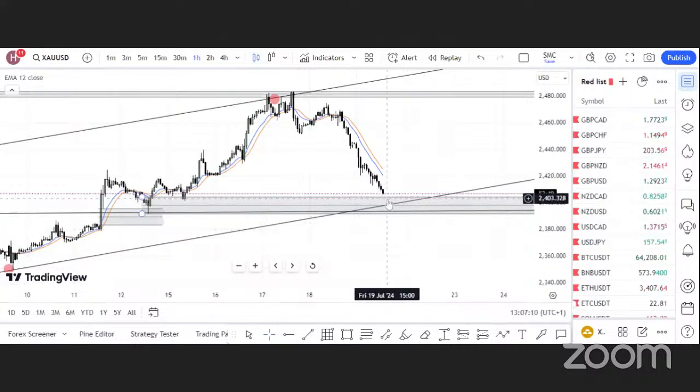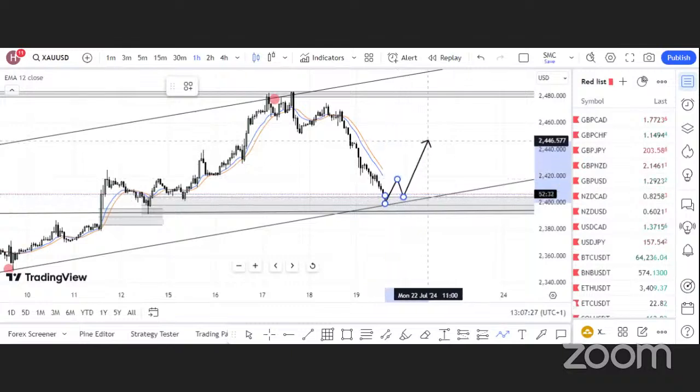I'm just going to leave this as it is. So this is what I think would happen. The market will come to the 50% of the order block and then start to move bullish. So this is the bullish movement.